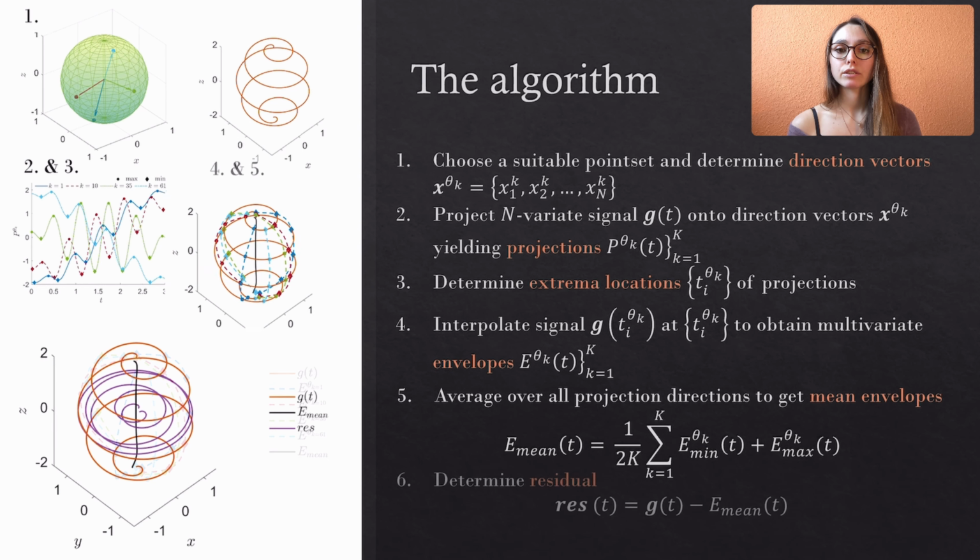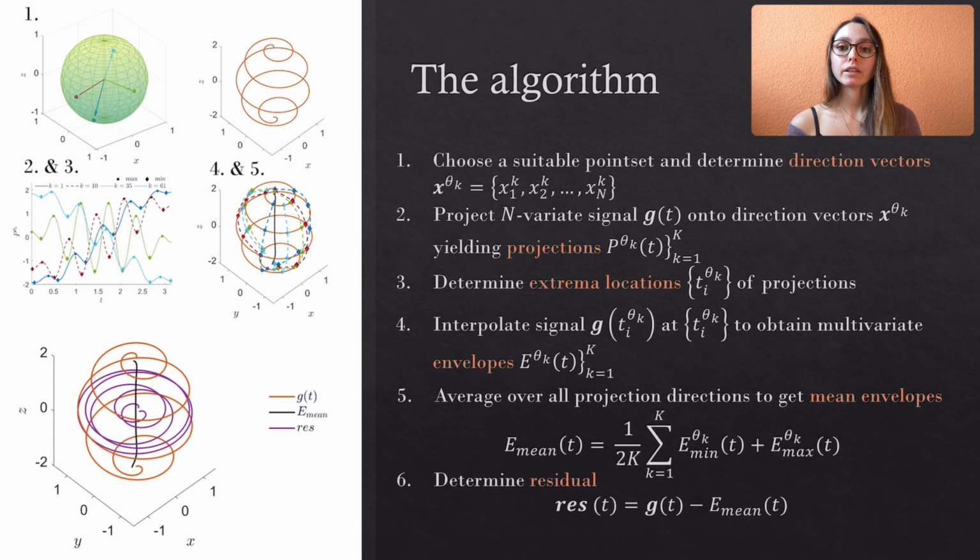Next, we calculate a residual by subtracting the mean envelope from the original data. The residual is plotted in violet and nearly looks like a 2-dimensional structure embedded in 3D space. This is because the mean envelope is approximately a line along the z direction, and subtracting it from the original data sets all z values close to 0.